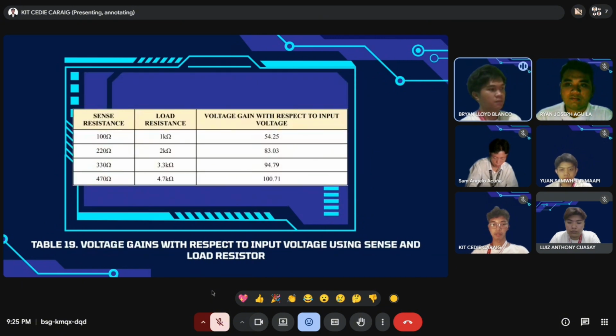Tables 18 and 19 summarize the voltage gain with respect to input voltage for the combination configuration: 54.25 at the first pair, 83.03 at the second, 94.79 at the third, and 100.71 at the fourth. Next slide.